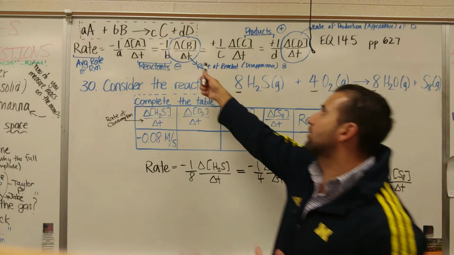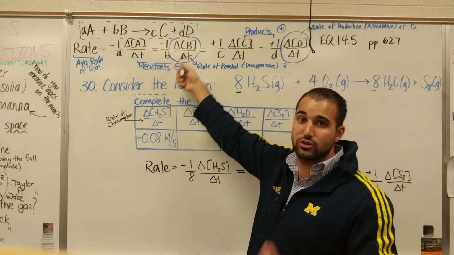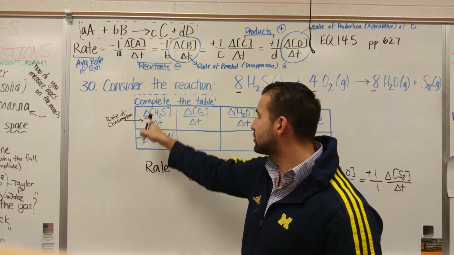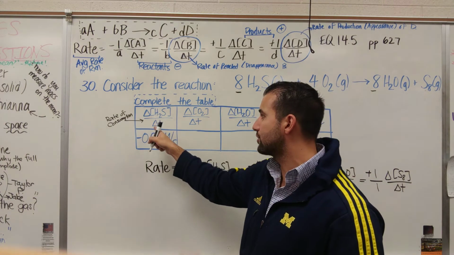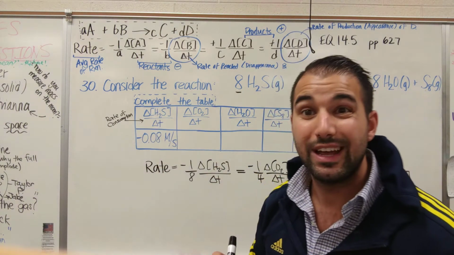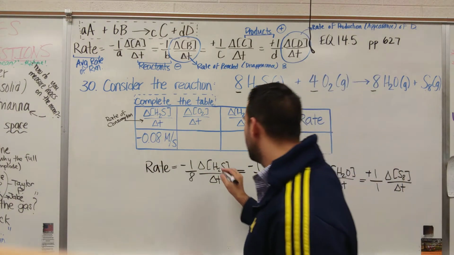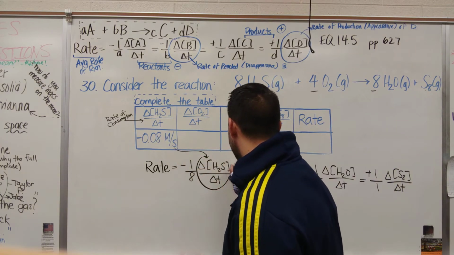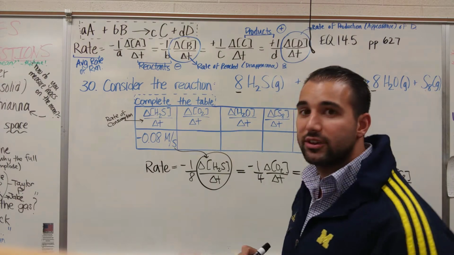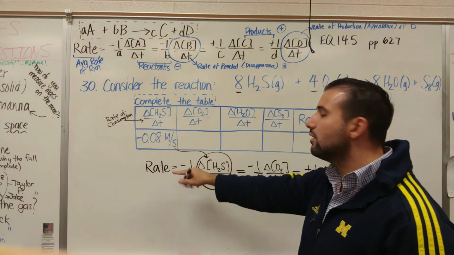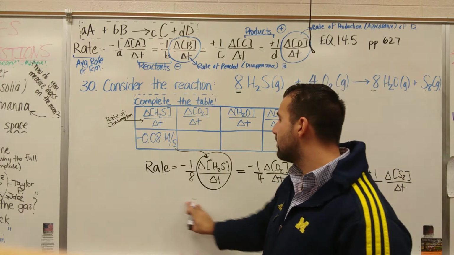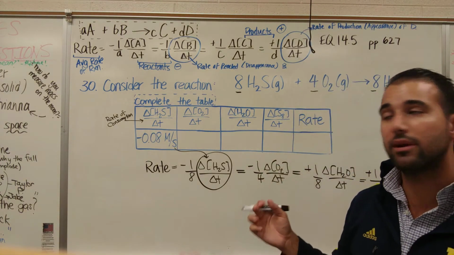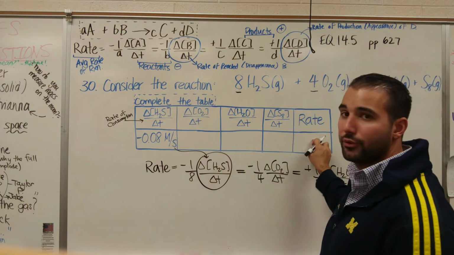I'm basically writing the generic form, change of whatever concentration over change in time. Now, I was given that the change in H2S over change in time is equal to negative 0.08 molar. That's what I was given. I wasn't given the rate; this whole thing does not equal the minus 1/8. That's when I want to solve for the rate. I'm going to kind of skip to the end. I want to solve for the rate.